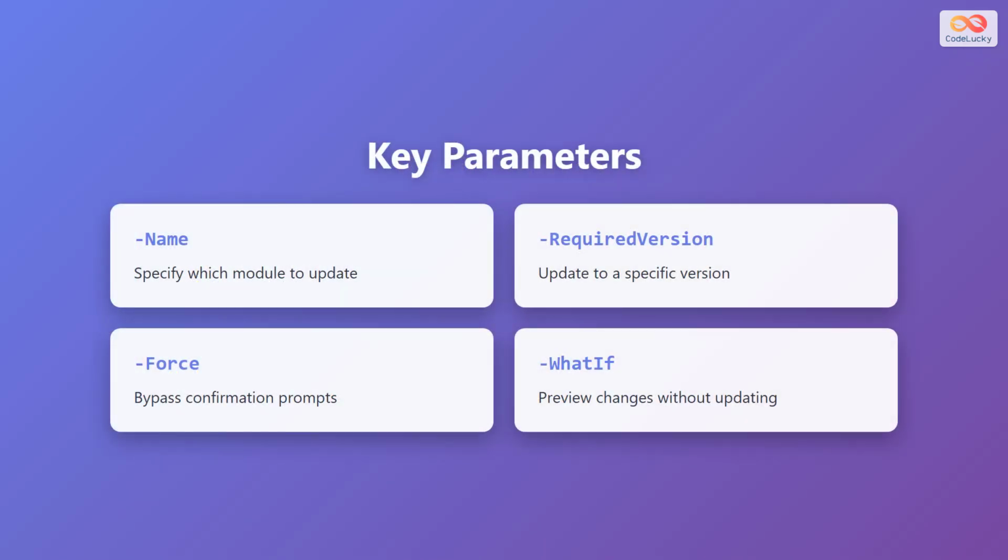Update-Module supports several important parameters. The -name parameter lets you specify which module to update. The -RequiredVersion parameter allows you to update to a specific version rather than the latest one, which is useful when you need a particular release. The -force parameter bypasses confirmation prompts, making the update process fully automated. Finally, the -WhatIf parameter is a safety feature that shows you what changes would be made without actually performing the update, allowing you to preview the operation before committing to it.